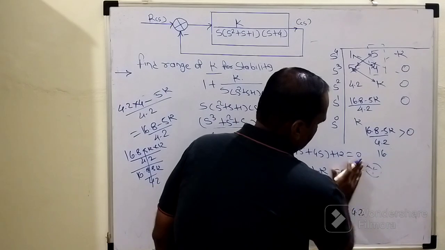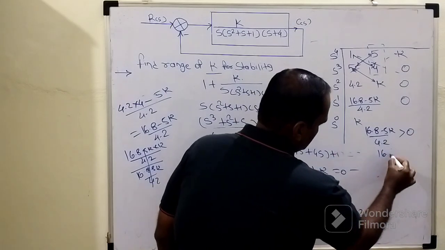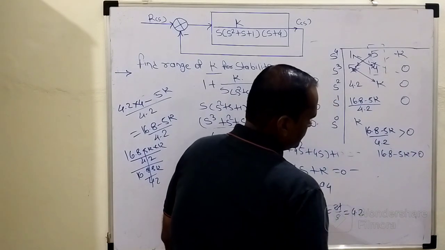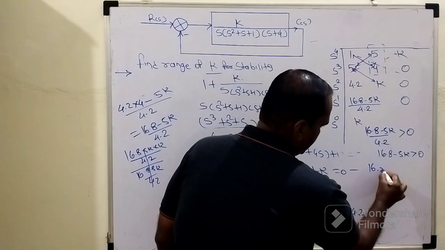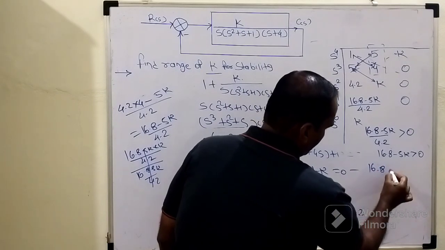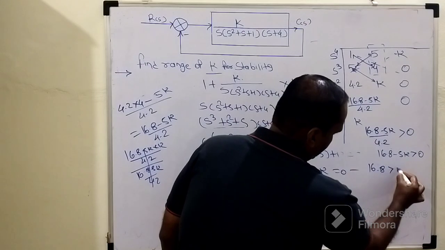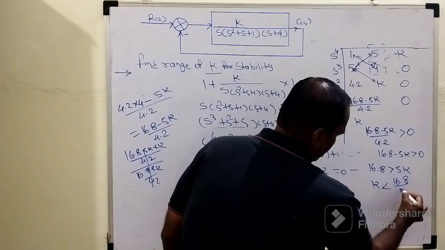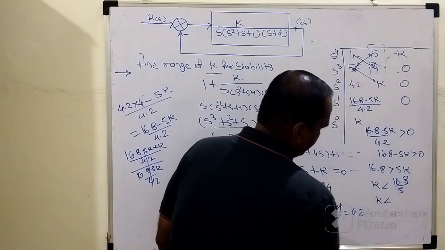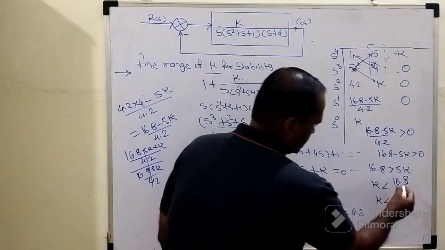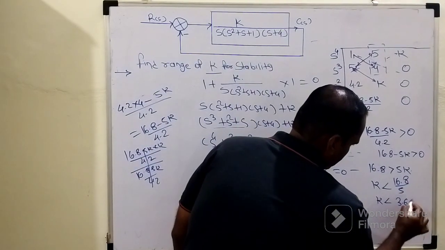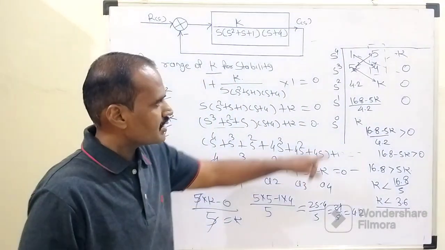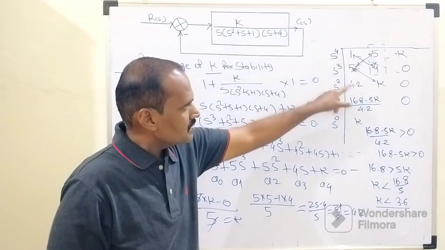So again this 4.2 will get multiplied with this 0. So 16.8 minus 5k should be greater than 0. Then after that it can be rewritten as 16.8 should be greater than 5k. So obviously k should be less than 16.8 divided by 5. So k equals, 5 3s are 15, so 3.6 approximately, right? 3.6 is the desired value which is coming out of this element number 4.